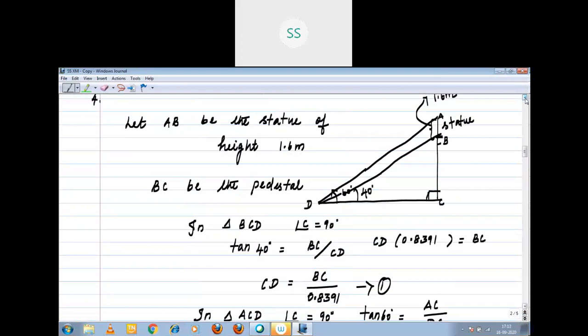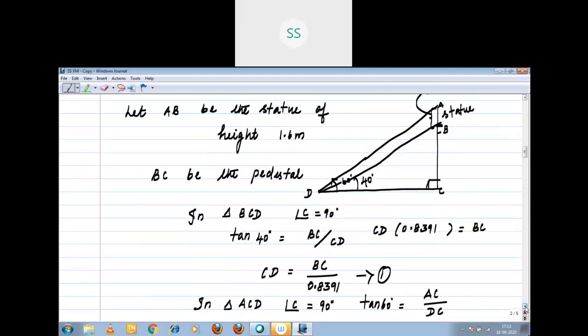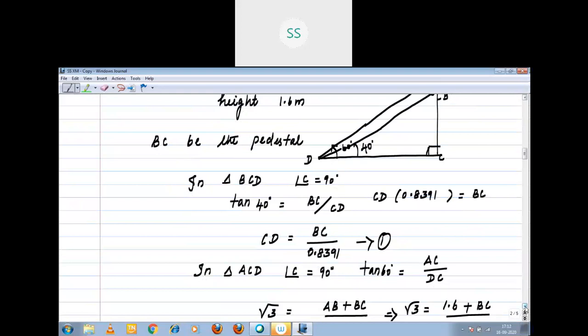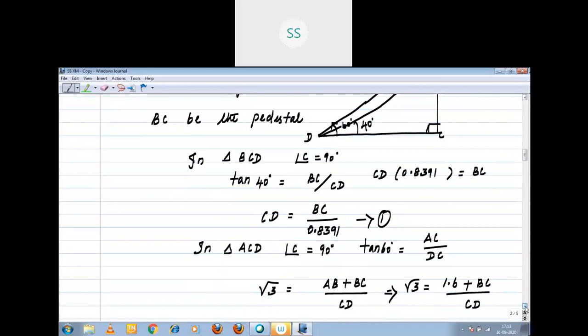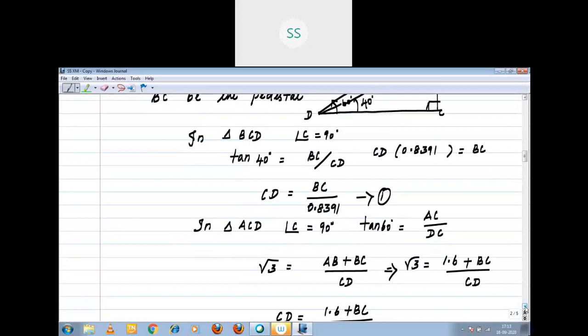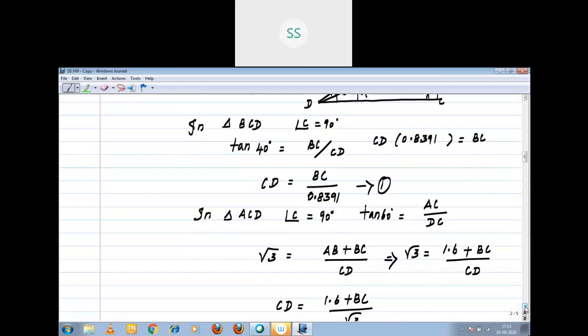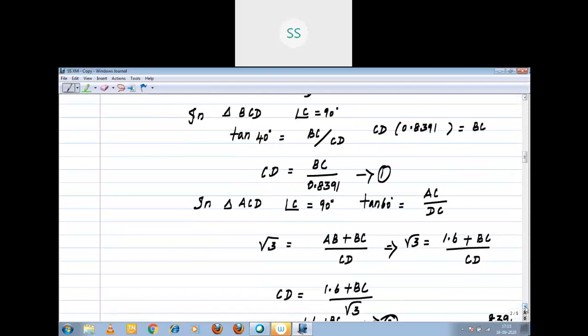From the ground, you are viewing the top of the statue. It makes an angle of 60 degrees. It is given. Bottom of the statue, it makes an angle of 40 degrees. Then I constructed a right triangle. In triangle BCD, tan 40 degree equal to opposite by adjacent, that is BC by CD. 40 degree value is given to you, that is 0.8391. You have to substitute and see, CD equal to BC divided by 0.8391.